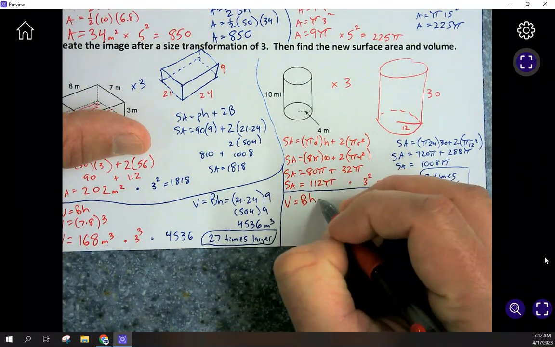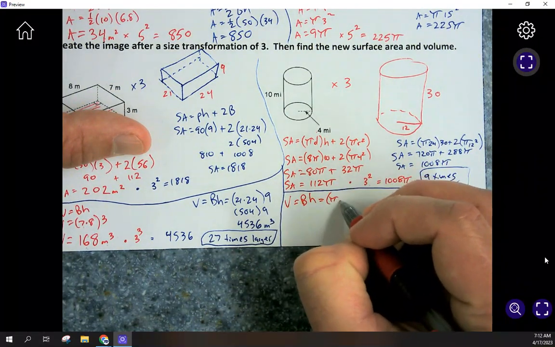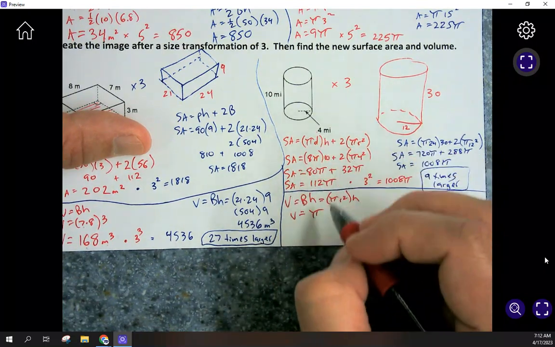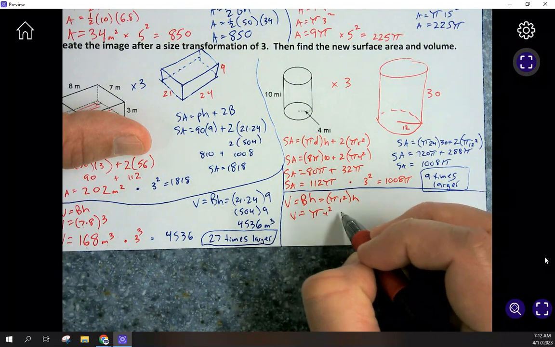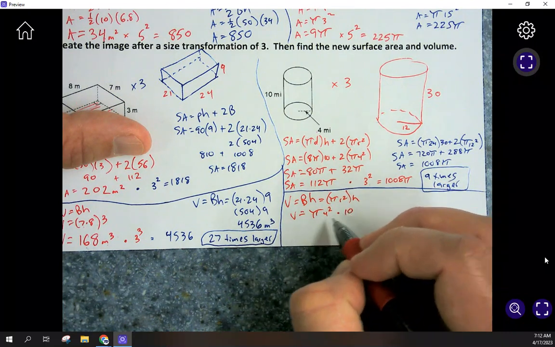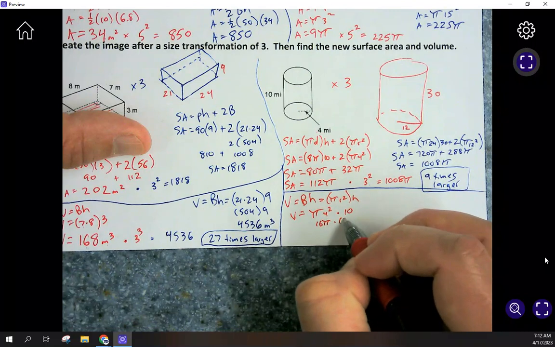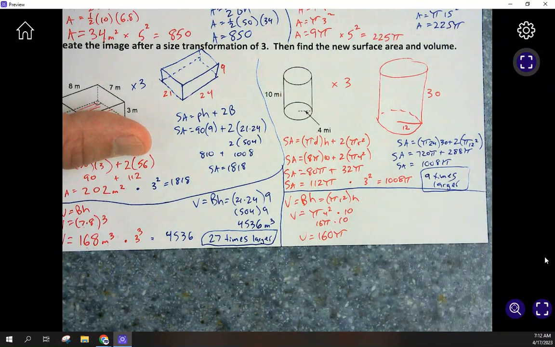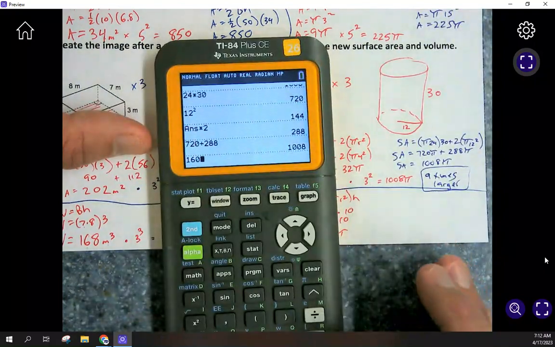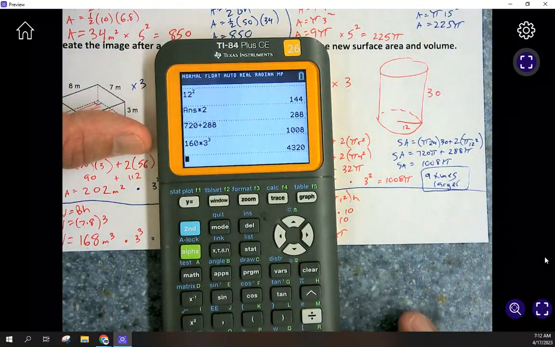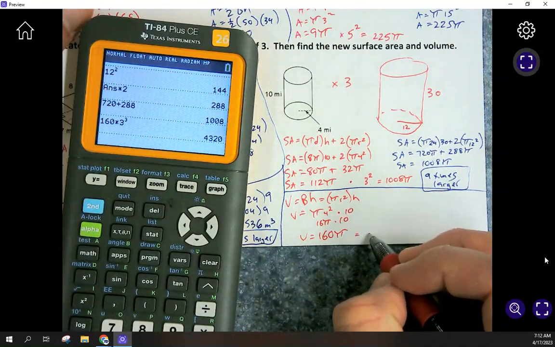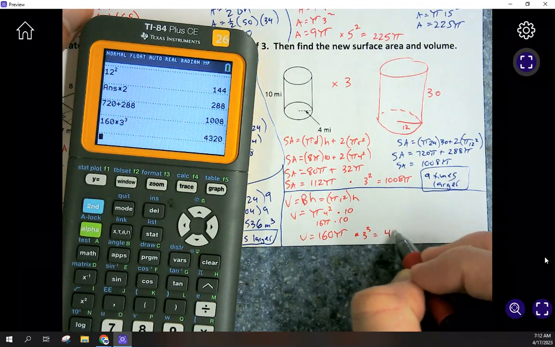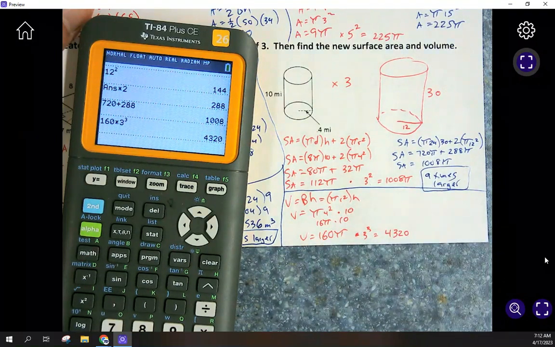Volume equals big B times H. Big B would be pi r squared times H. So we have 4 squared here, and that's going to get multiplied by the height of 10. This is 16 pi times 10. So volume equals 160 pi. So 160 times 3 to the third power for volume, you should see an increase of 27 times bigger, which is 4320 pi.